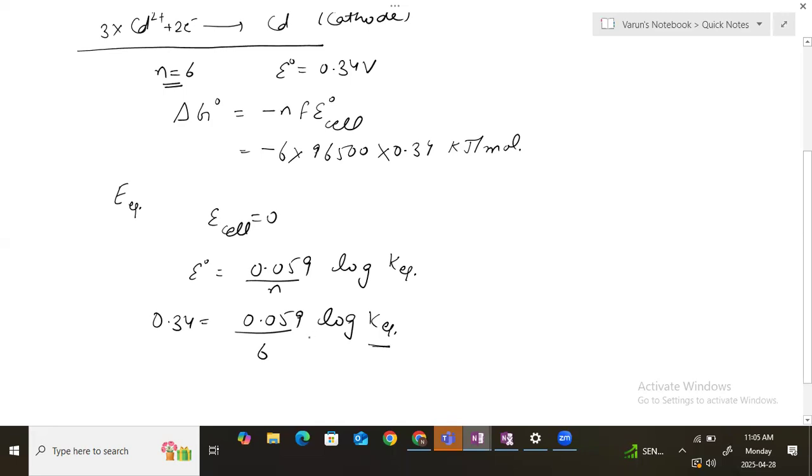You can solve this. Ma'am, for this I tried this formula: delta G is equal to minus 2.303 RT log K. You can use this one also. Okay, you can use that.